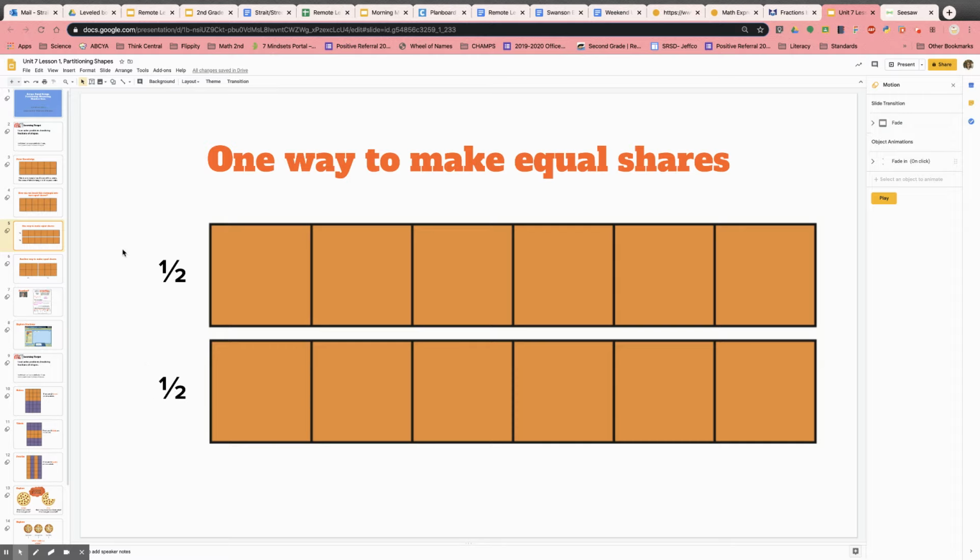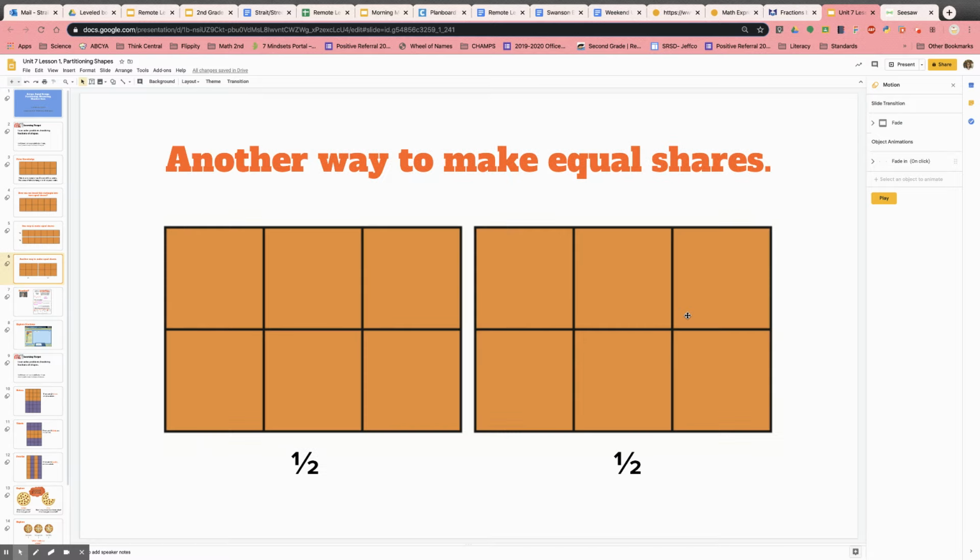And we'll talk a little bit more about what this 1/2 is made up of, but I just want you to understand that when we break something into equal shares, they have to be equal. They have to be the same size.